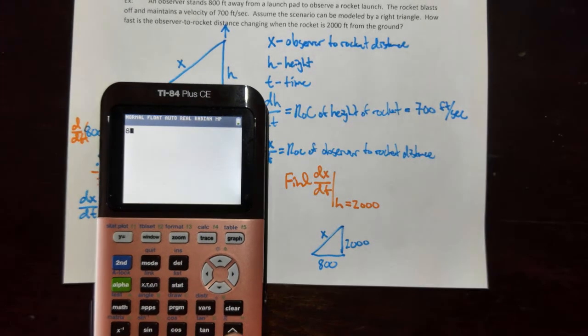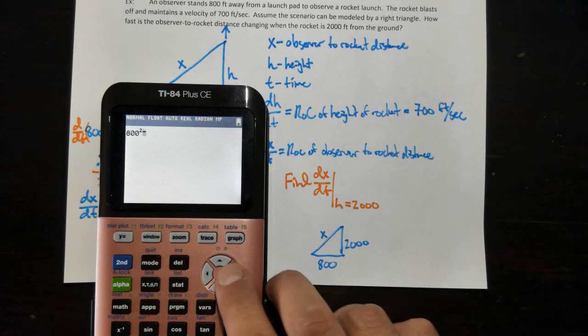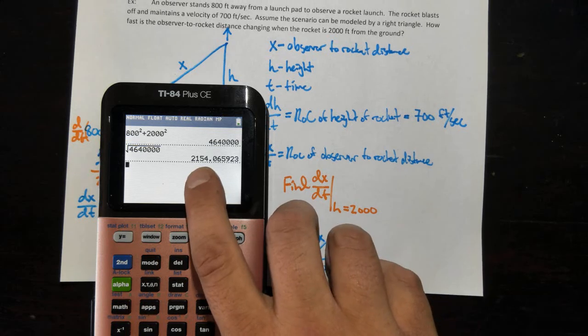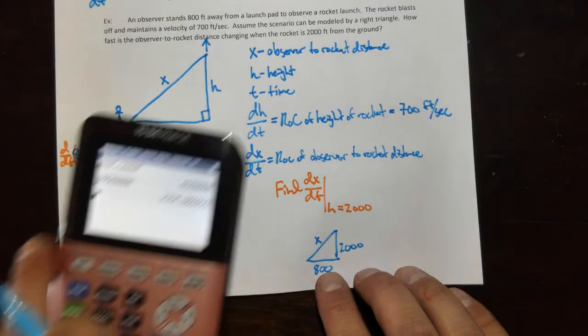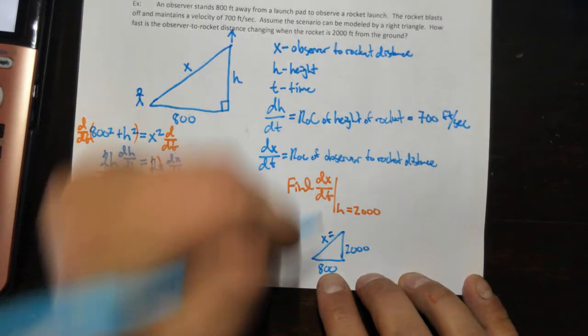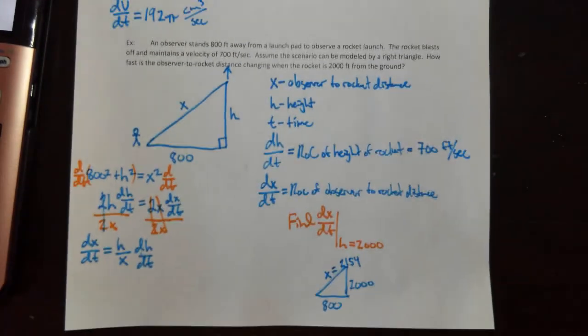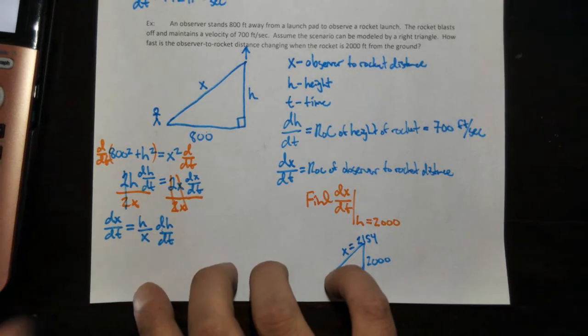So we're going to have 800 squared plus 2,000 squared equals, what is that? 4,640,000. And then we take the square root of it, don't we? And we get 2,154. I'm just going to round it off. It's pretty close to it. So x is equal to 2154. So now we have all the information we need in order to do this.